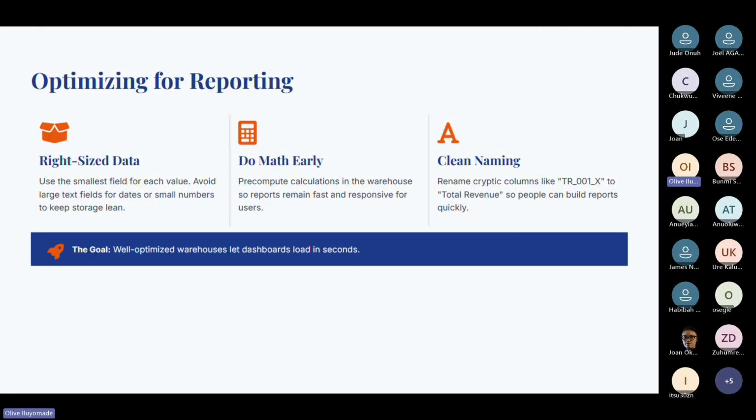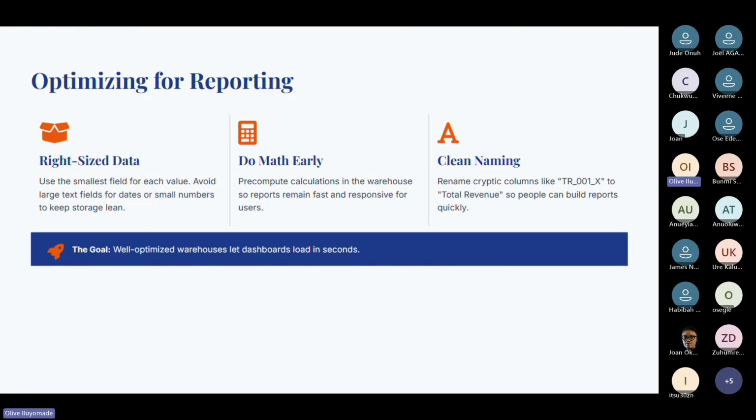So these are things that you can check when you're optimizing for reporting. Okay. You can do your calculations beforehand, okay, in the warehouse so that your reports can be fast and respond, okay, to requests real fast if you already have pre-calculations.